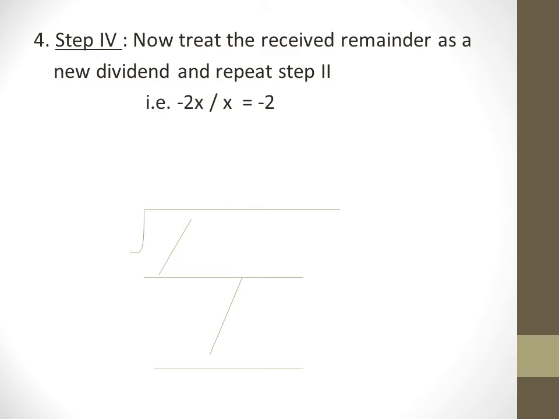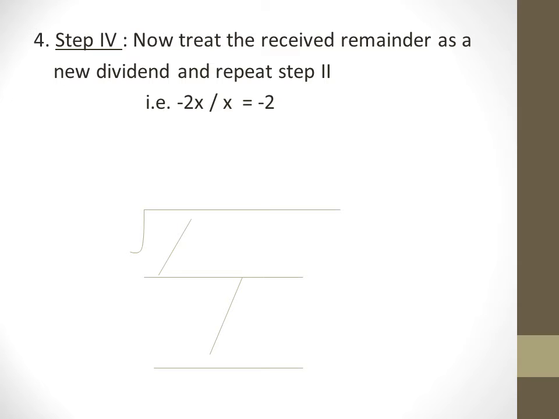Now next step is step number 4. Whatever remainder we got in the third step, let us treat it as your new dividend. This is now your new dividend. What we have to do in step 4 is try to get the second term of the quotient. How are we going to do this?